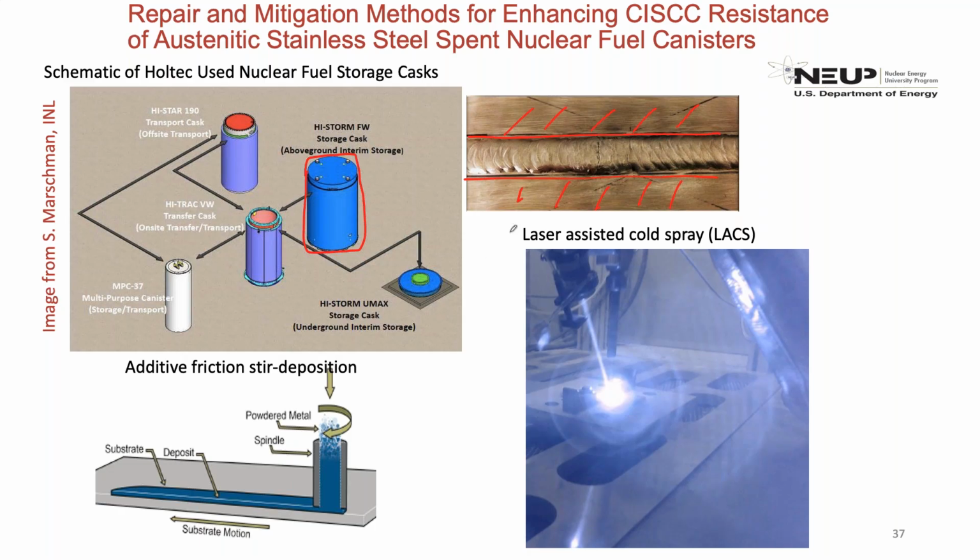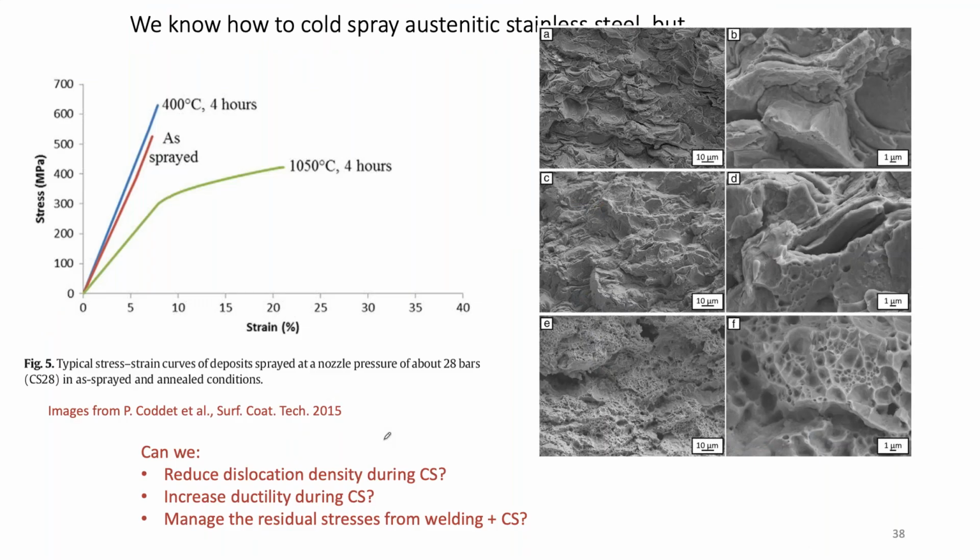And so one of the things that we've looked at, and we're going to talk about laser assisted cold spray today, and we won't talk about additive friction stir deposition, although my colleagues and I have been working on that here as well. But let's talk about what laser assisted cold spray might do for us. First of all, let me acknowledge that we already know how to cold spray austenitic stainless steel. That's a known thing. There's a couple dozen papers in the literature that talk about that. Here's some work from France by Codet, and they showed that they could cold spray stainless steel. In this case, I think it's 304.